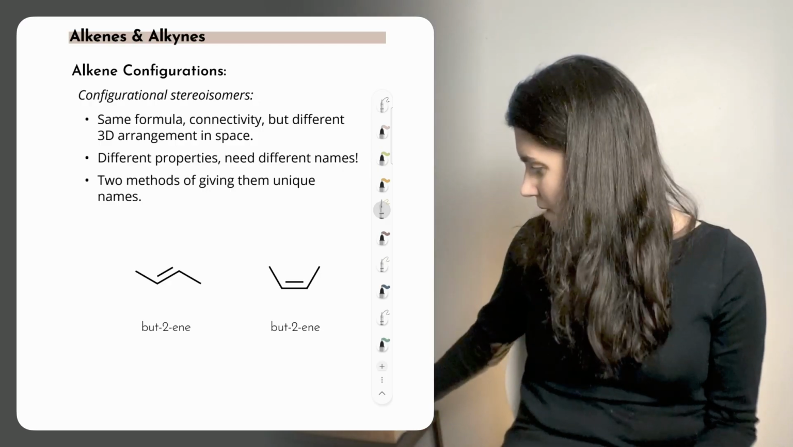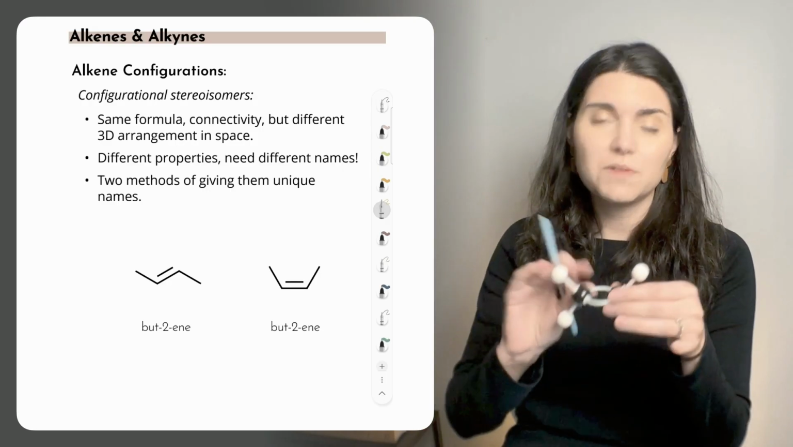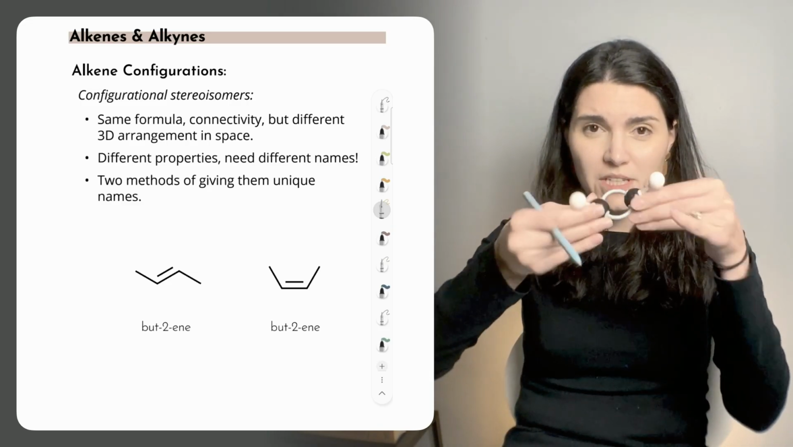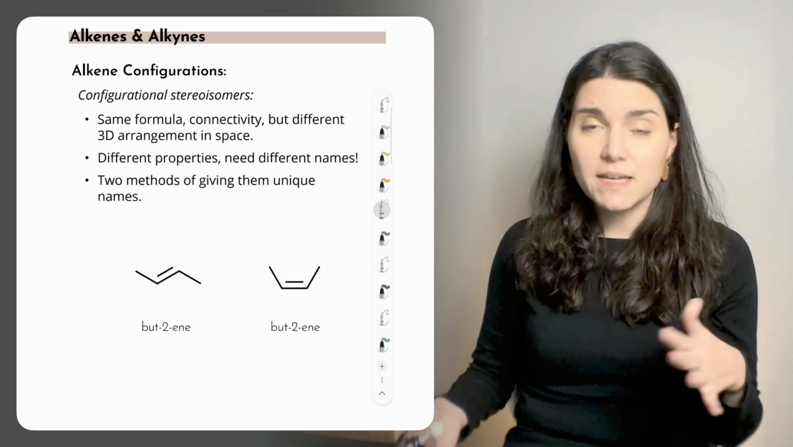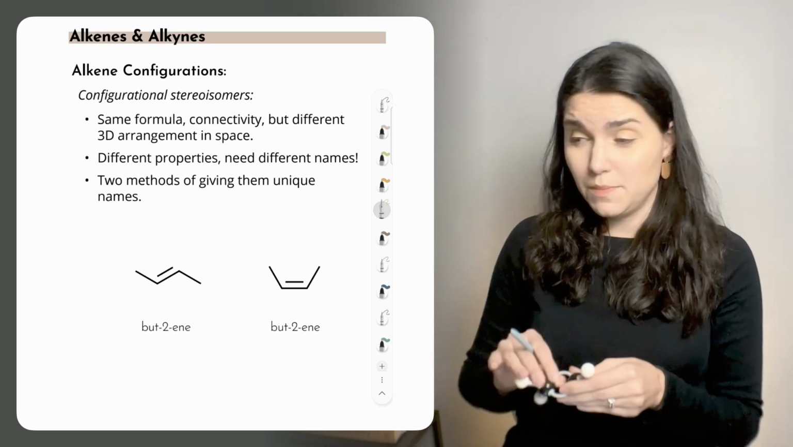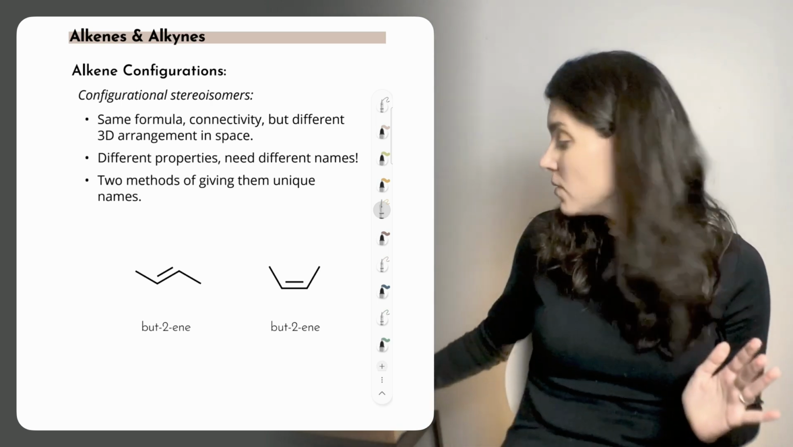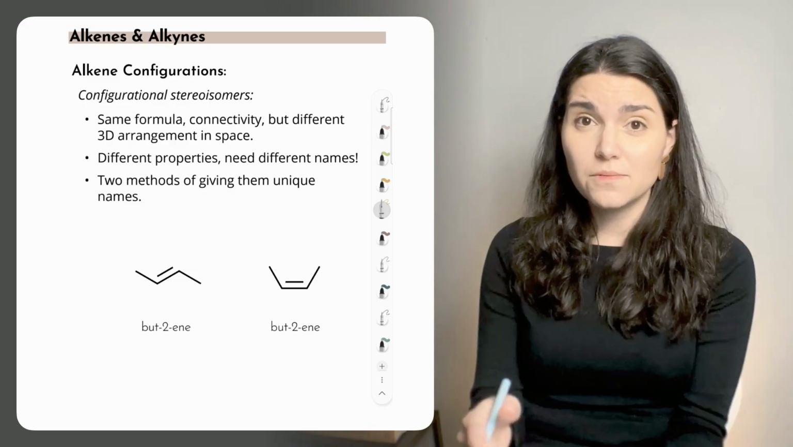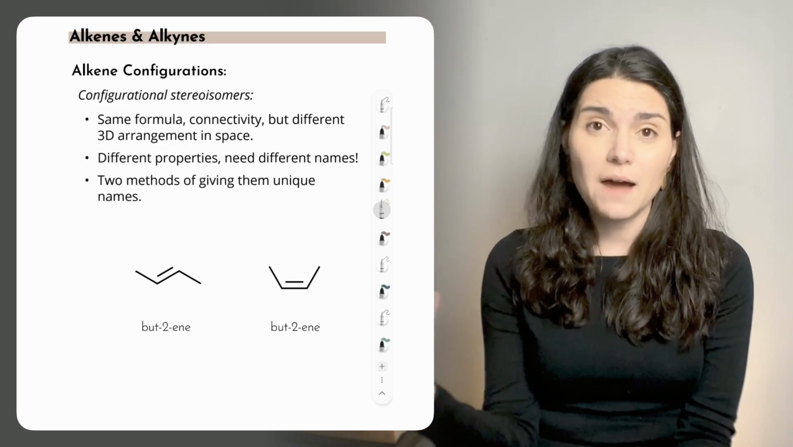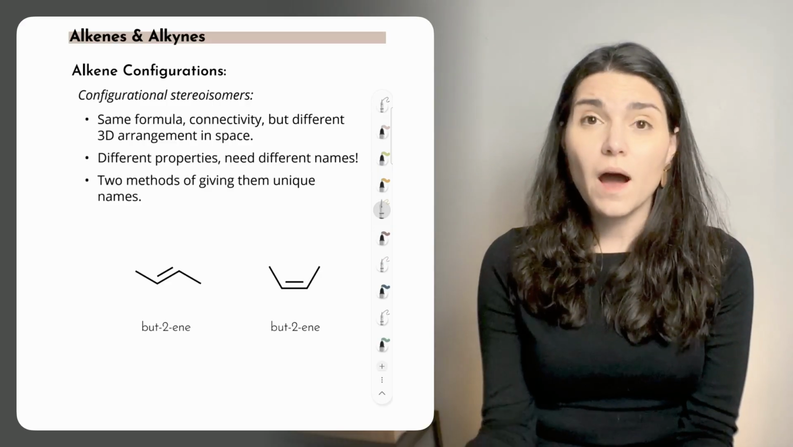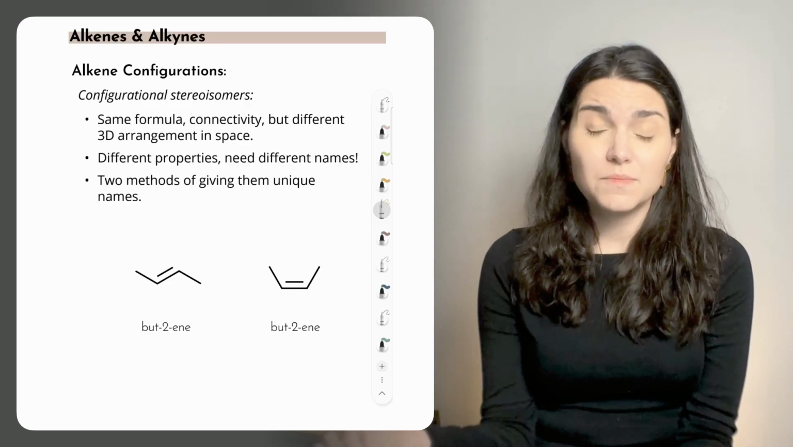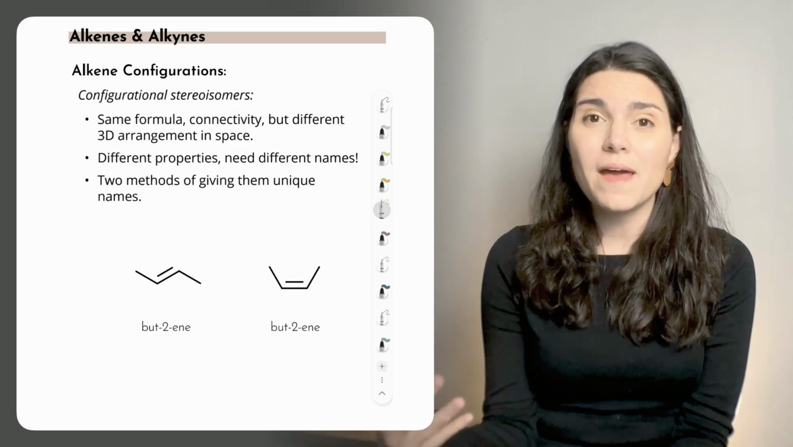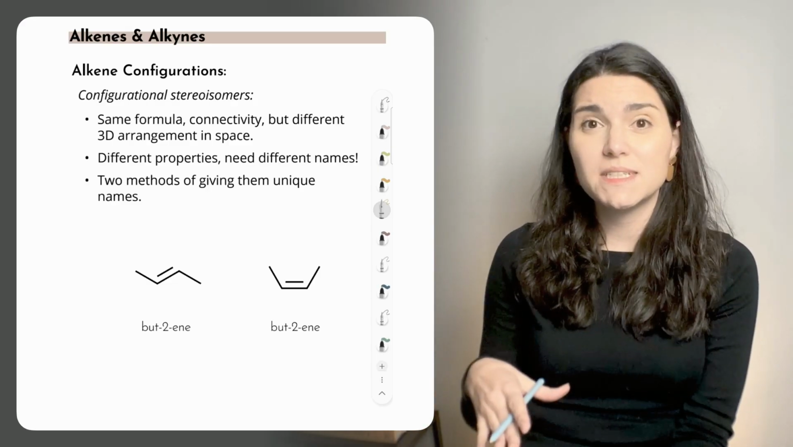So let me show you that. I have a molecule with a double bond here. And remember, they're rigid. They don't rotate, so we can't interconvert these two stereoisomers. They are truly, truly different molecules, and they have different properties. And because of that, they really do need to be distinguished. They have to have different names. So there are a couple of methods that the nomenclature folks have come up with to give us a way to give these two stereoisomers different names.